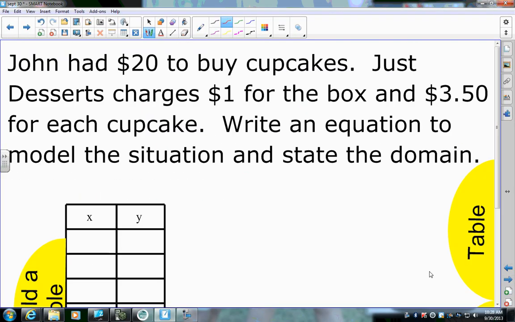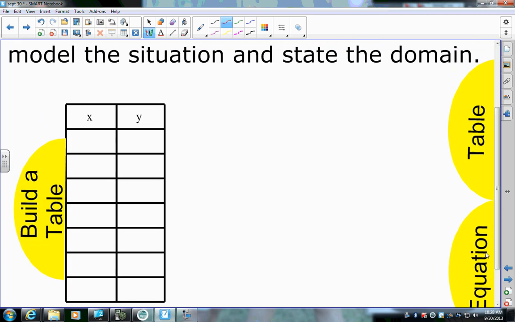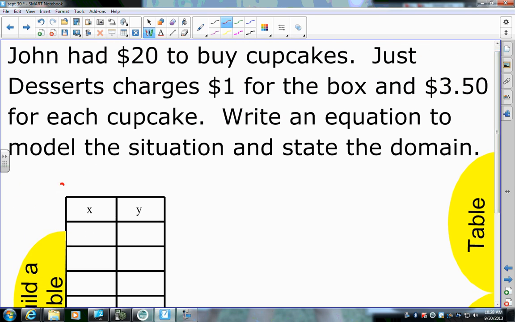Okay, so now on the next problem it says John had $20 to buy cupcakes. Just Desserts charges $1 for the box and $3.50 for each cupcake. Write an equation to model the situation and state the domain. When you look at this first, you may want to write this on the back. X is going to be the number of cupcakes that I buy, and Y is going to be my cost.